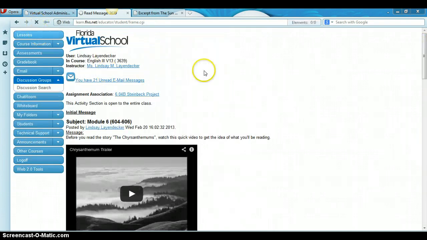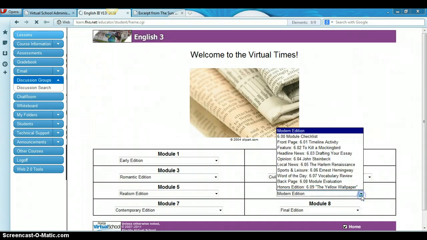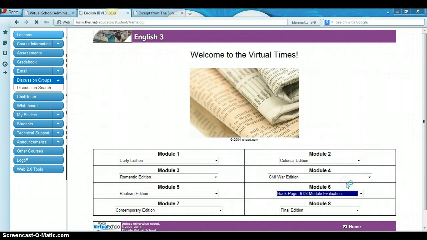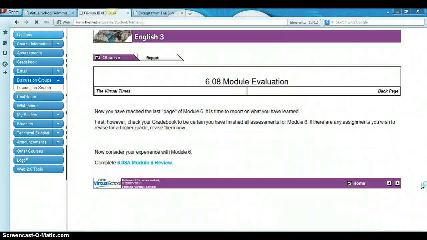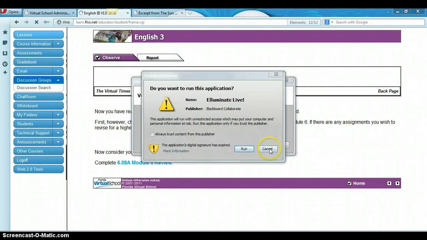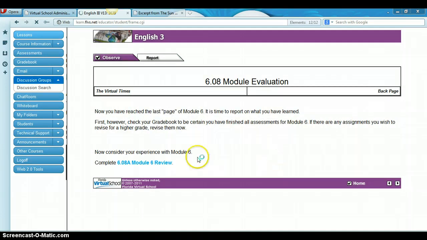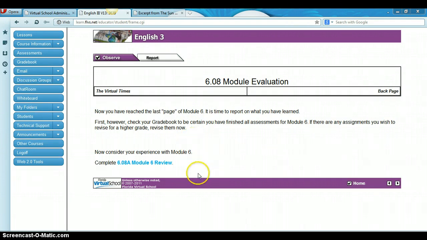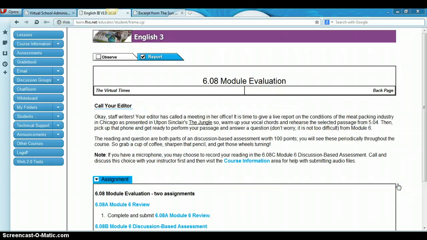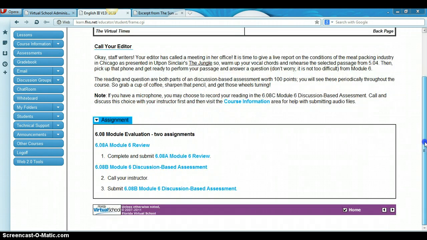Okay, so I'm going to go back to lessons. I am going to open up 607, which is my vocabulary review, so I just need to take that test. 608 is my module evaluation. So I am going to go through and remember everything that I worked on in Module 6, then I'm going to go back and take that quiz, which is 608A, and then for 608B, you need to call me for a discussion-based assessment.